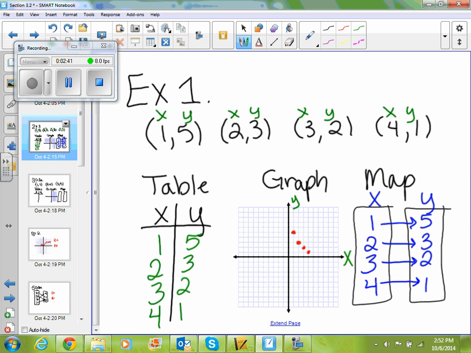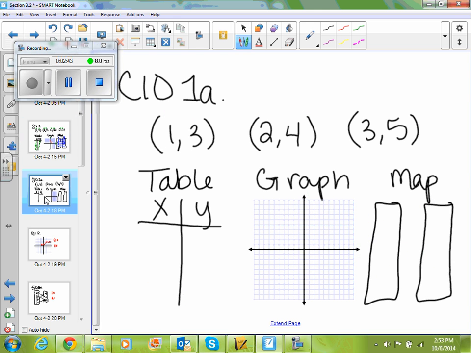Okay? So if we do that again with the points (1, 3), (2, 4), and (3, 5), what are going to be my x values? 1, 2, and 3, perfect. And what are going to be my y values? 3, 4, and 5. Okay? So my x's and my y's. Then if I graph, I go over 1, up 3, over 2, up 4, over 3, up 5.